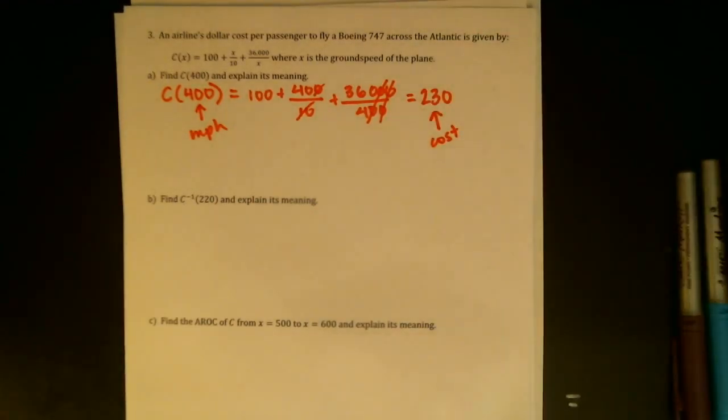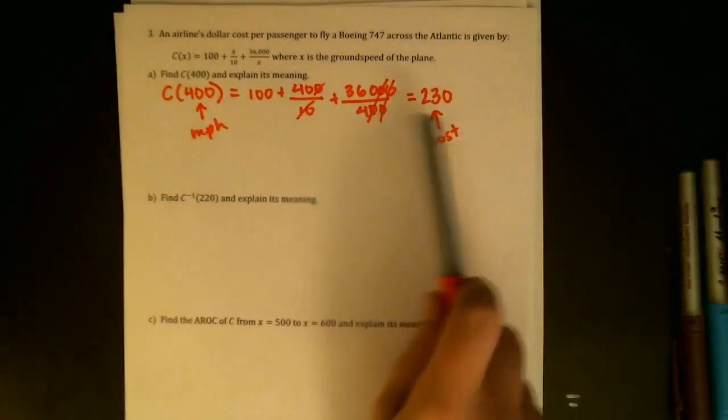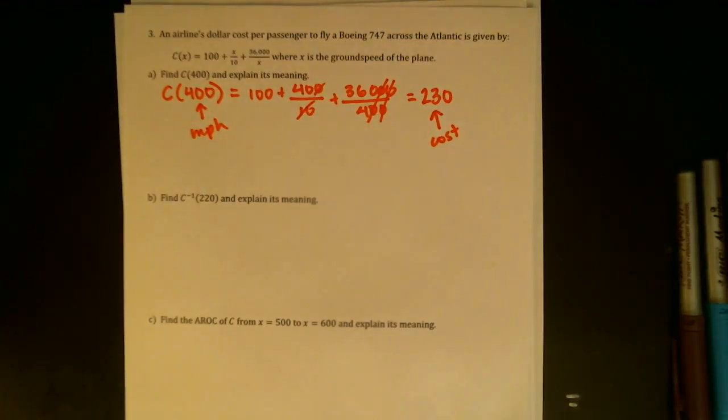So the meaning of this input-output pair is that if the plane is flying at 400 miles per hour, if the ground speed of the plane is 400 miles per hour, then the airline's cost per passenger will be $230. Okay, so there's the first one.